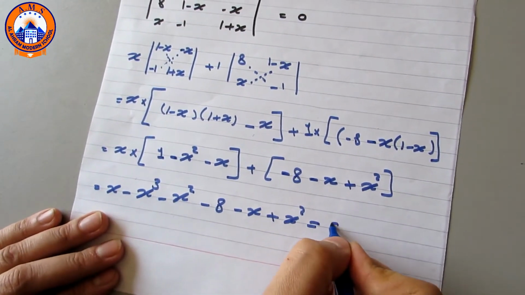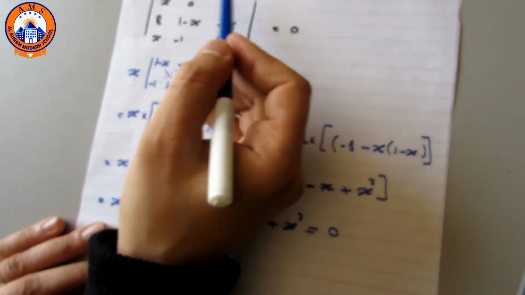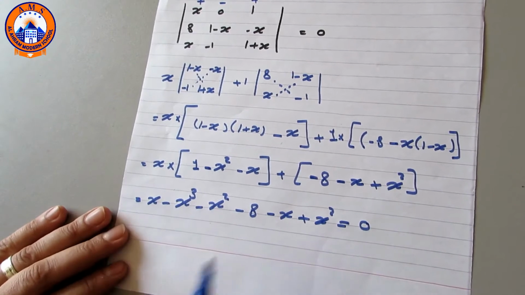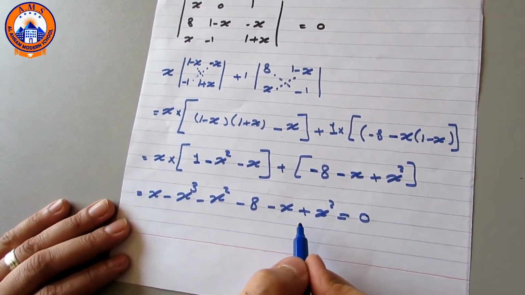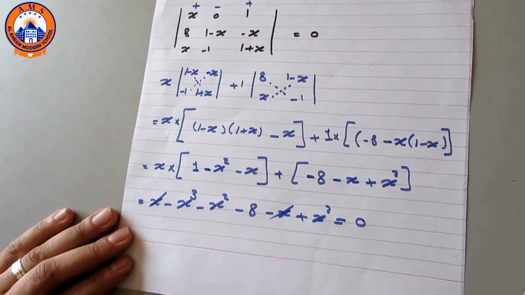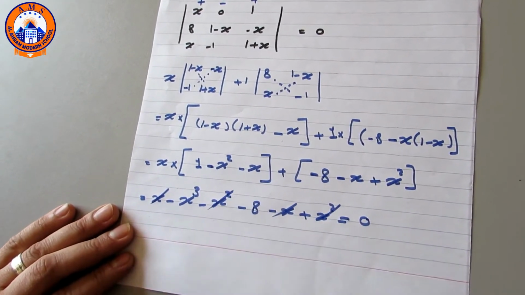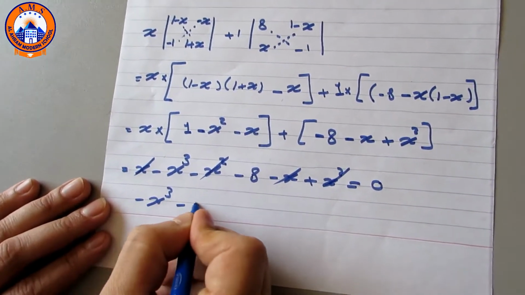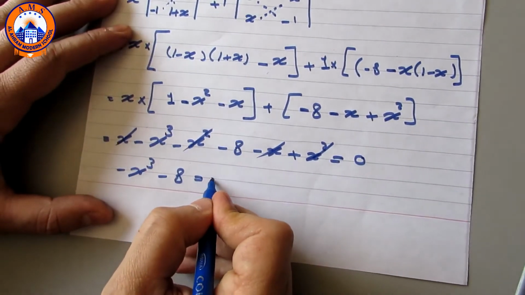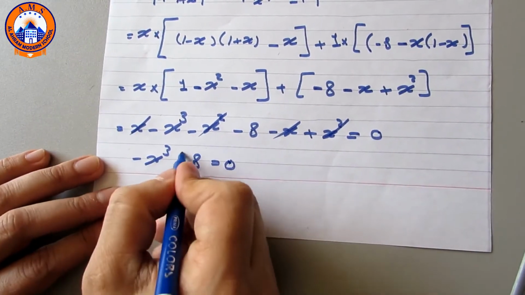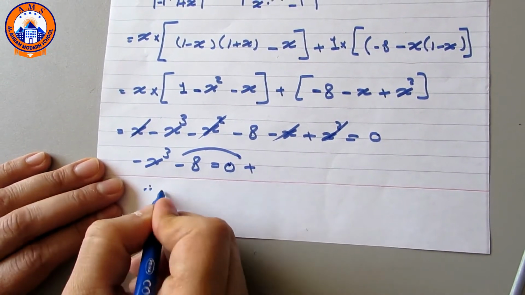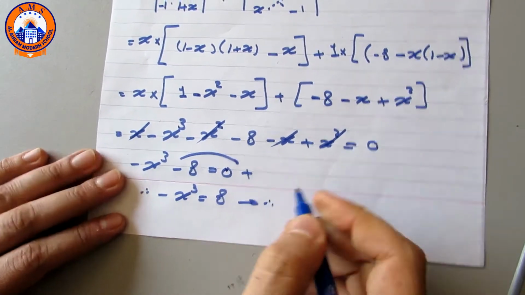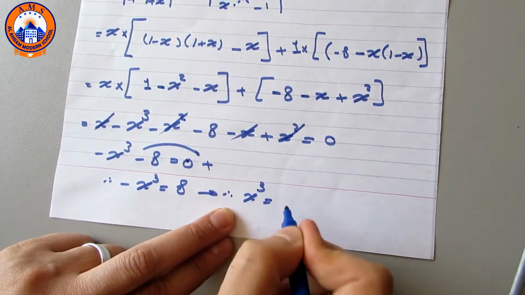All of these equals what? Equals 0, because we solve the determinant when this determinant equals what? Equals 0. So we have to collect the like terms, x minus x, x power 2 minus x power 2, and write the remainder: negative x power 3, negative 8, equals what? Equals 0. Solve the equation, and negative 8 will be positive, therefore negative x power 3 equals 8. So x power 3 equals negative 8.